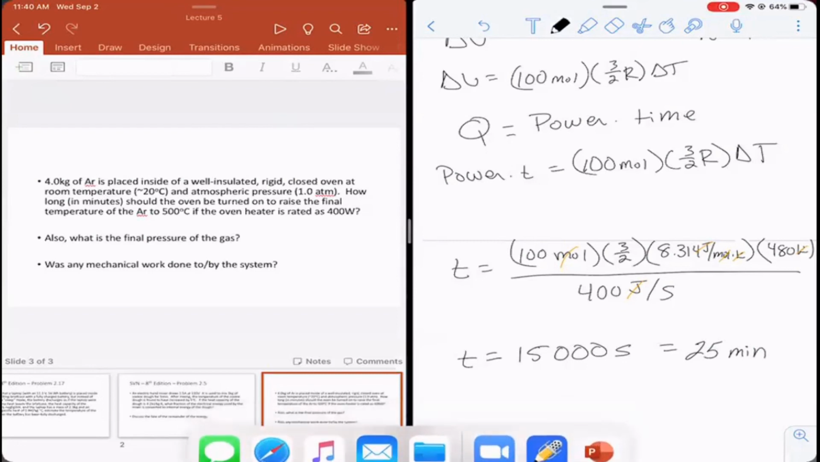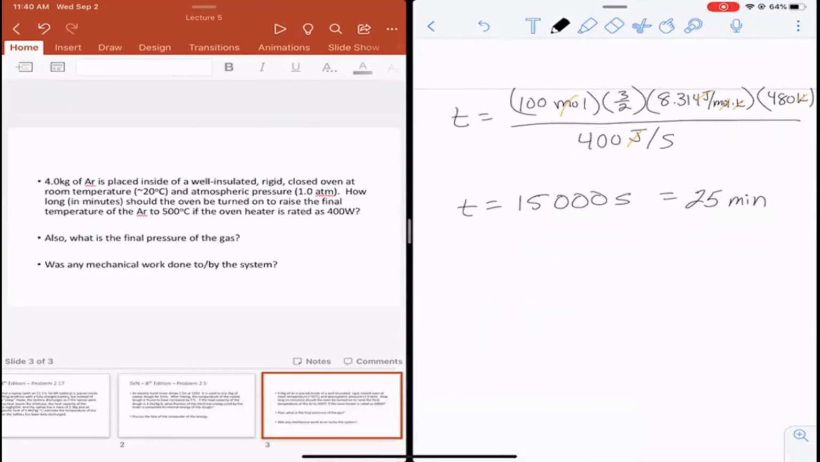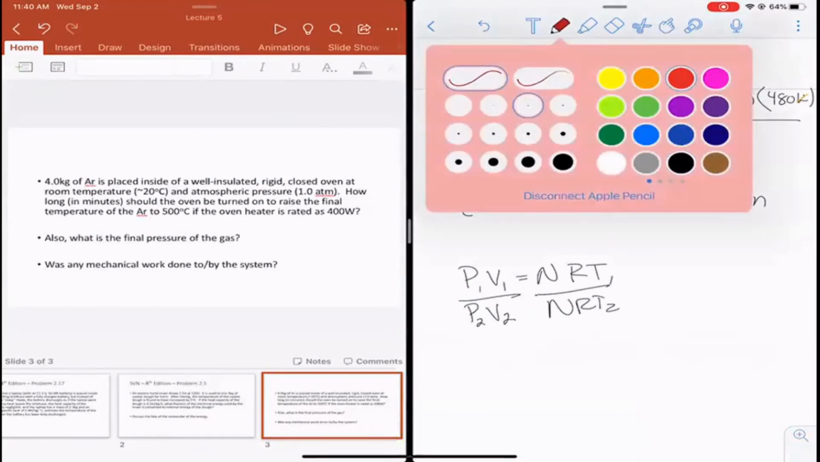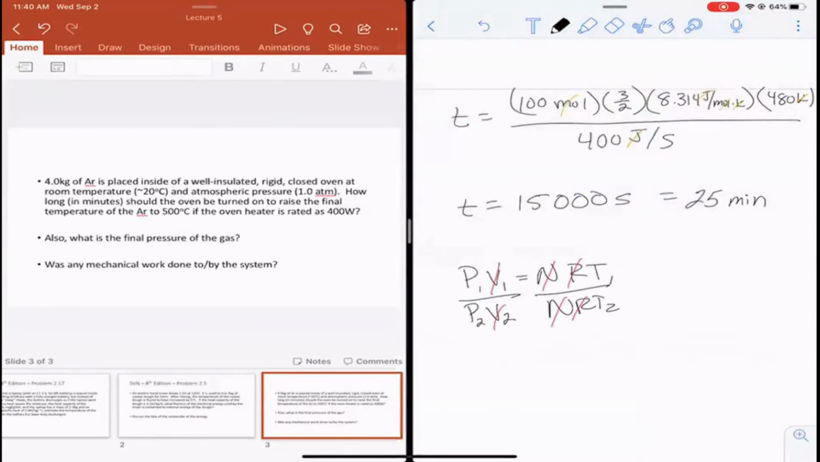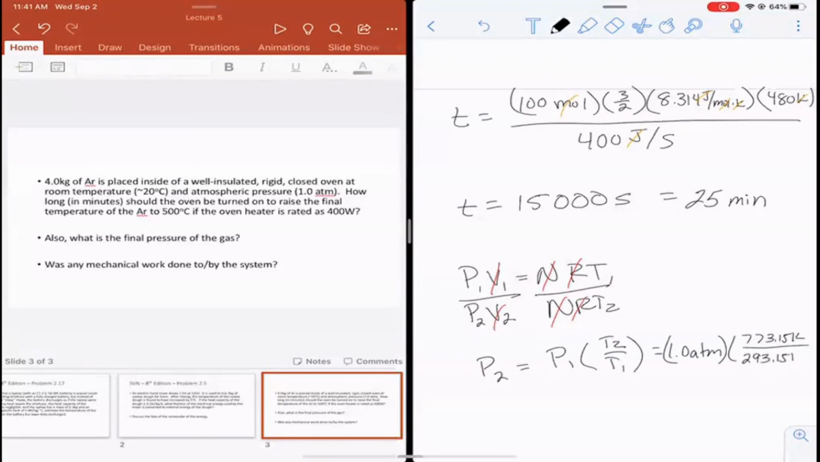We also then could answer the second question here about what the final pressure of the gas would be. Now we know the oven has constant volume, and there's a constant number of moles. So P1 V1 equals nRT1. And then if we divide P2 V2 over nRT2, well, we know that the volume's the same, the moles don't change, and R is not going to change. So P2 just equals P1 times T2 over T1, which equals 1 atmosphere. And then we're going to multiply by, remember, the ratio of the absolute temperatures, not the temperatures in degrees C. So 500 degrees C is 773.15 Kelvin, divided by the initial temperature, which is 293.15 Kelvin. And so that means that the second pressure then is 2.6 atmospheres.